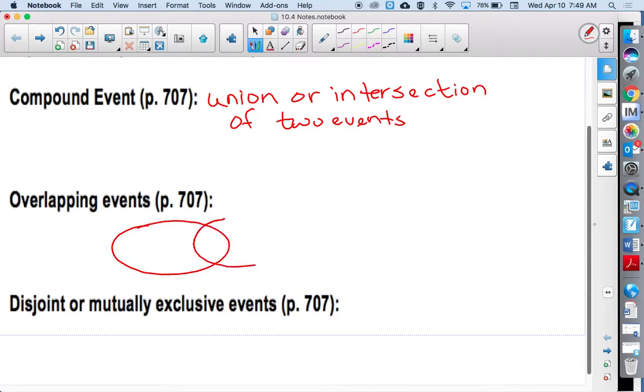So overlapping events: I would have two different things occurring. We'll say A versus B. And while there are some options separate from the two, there are also a couple that they share. So event A shares something in common with event B. We would consider those to be overlapping events.